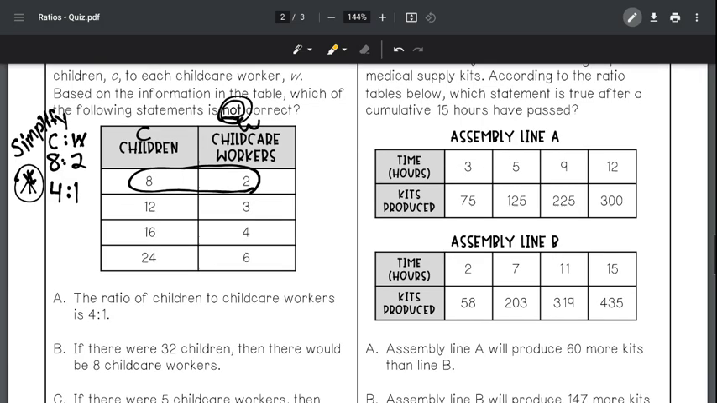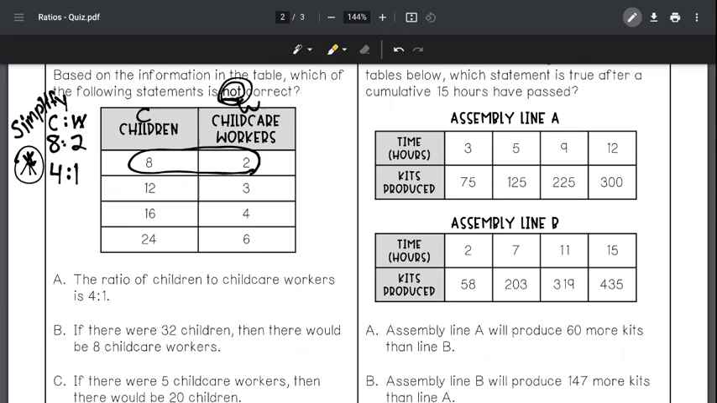So, letter A says the ratio of children to child workers is 4 to 1. I literally just solved that. So that is a good, correct statement, which means it's wrong because we want the bad statement. If there were 32 children, then there would be 8 workers. So if there were 32 kids, that means we would go times 8, times 8. Oh, those are our 2 numbers. So that's also good. So that's gone.